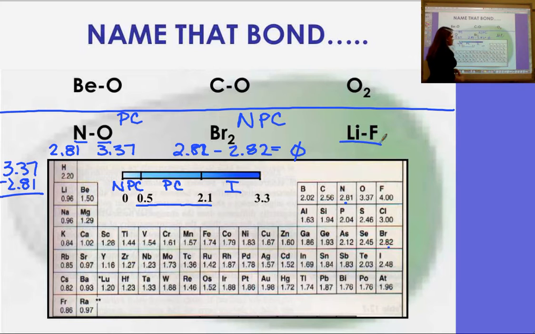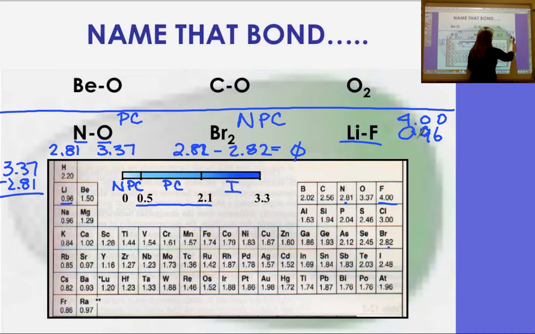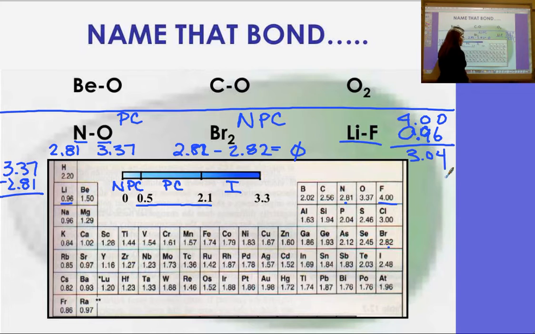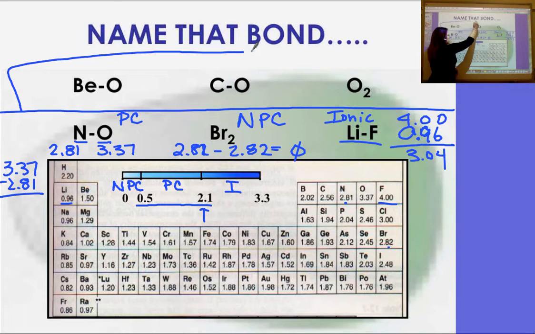And lithium and fluorine, fluorine we know is 4.0. Lithium over here is 0.96. That gives me a 3.04. Anything greater than 2.1, this is an ionic bond. Push pause now. Work on these three, and we'll go over them next class.